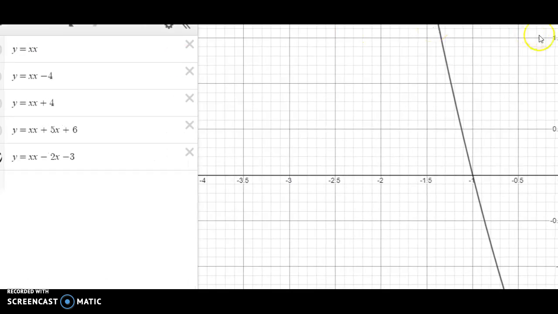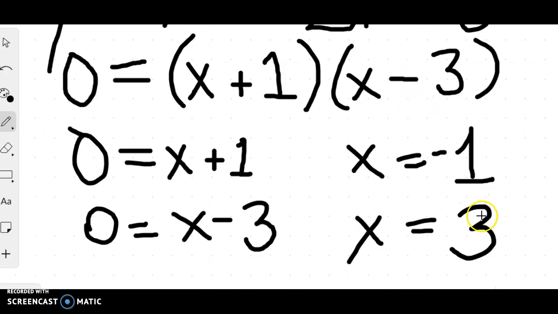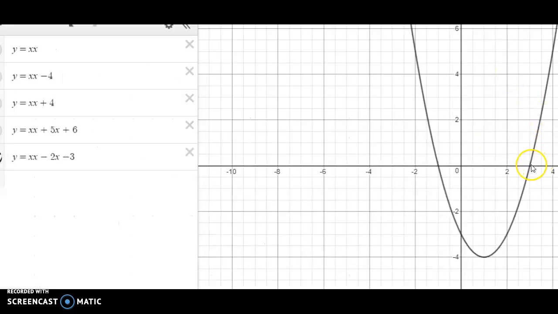So let's check this out here. Let me zoom out to see what we're looking at. And if you notice right here, I have x squared minus 2x minus 3. And take a look at this parabola here. It intersects at +3 and -1. So let's double check. We said +3 and -1. And there we go. +3 and -1.